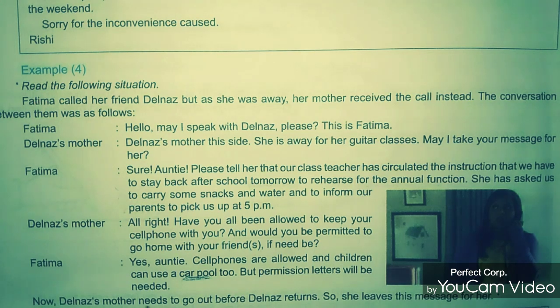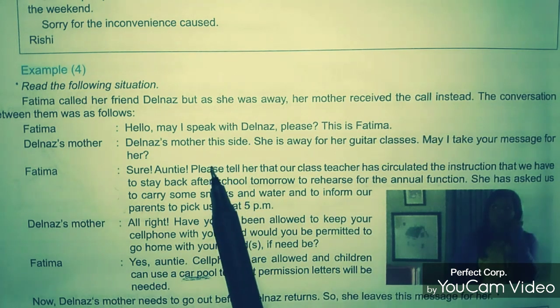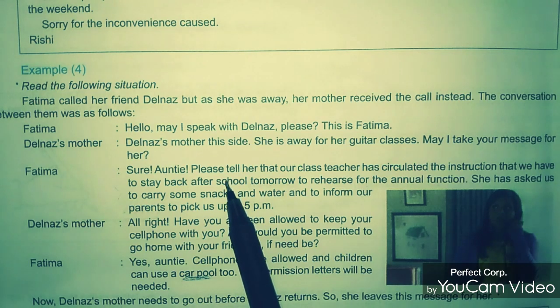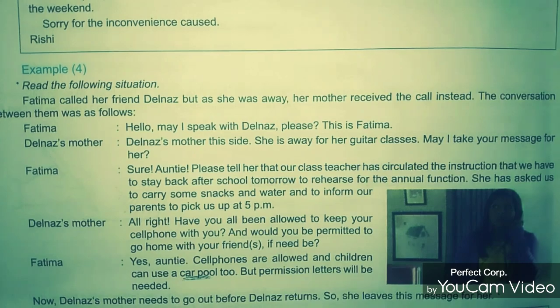Now, Dilnaz's mother needs to go out before Dilnaz's return. So Dilnaz is not at home, and Dilnaz's mother has to leave before her returning. So she leaves this message for her. So now we will write the message. Who is the sender now? Mother. Mother will send this message to Dilnaz.